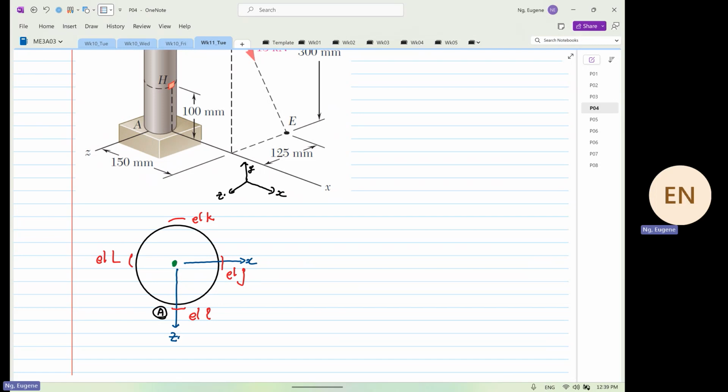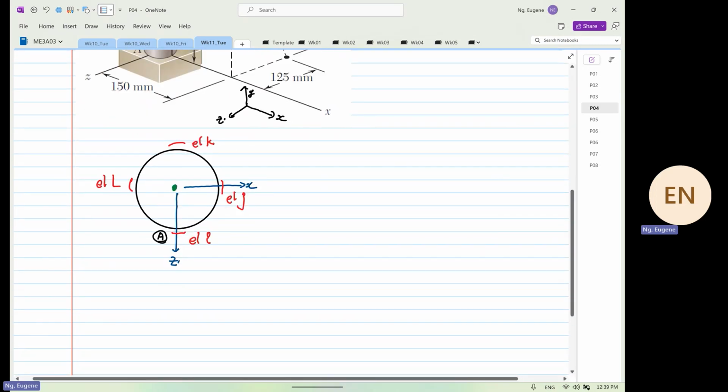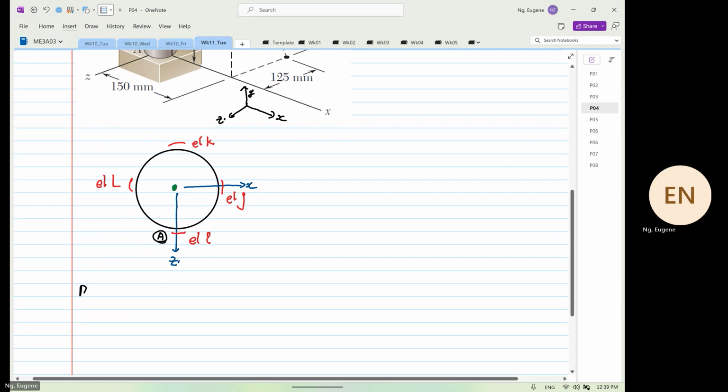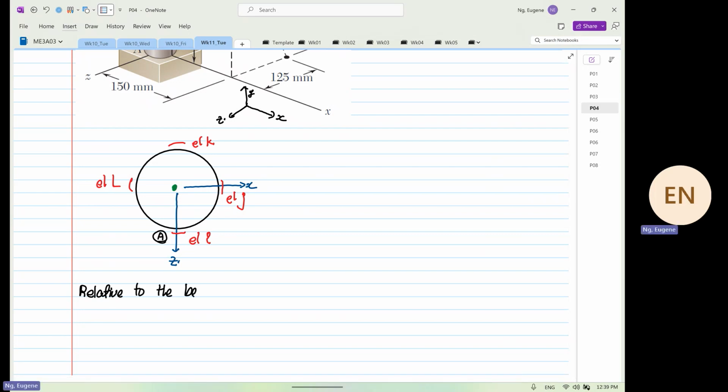I position the elements there because it's relative to the bending moment. And I position the elements there relative to the bending what? Questions like this, you need to analyze where failure will occur.